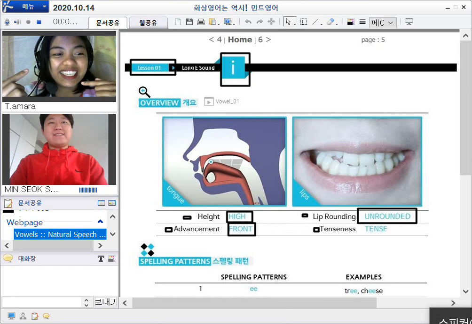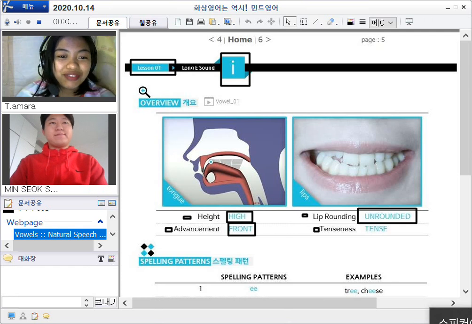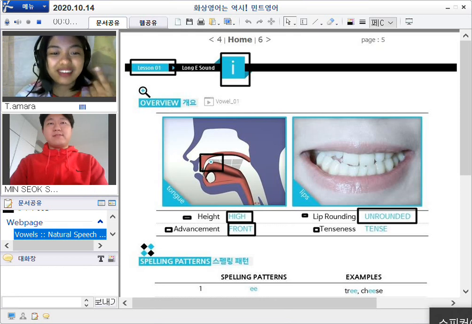So if you can see the image here, your tongue is at that part. So it reaches that part. E. And the advancement, it's front. And the lip rounding is obviously unrounded. So it's almost like E, like you're smiling, right? So the tenseness, it's tense.